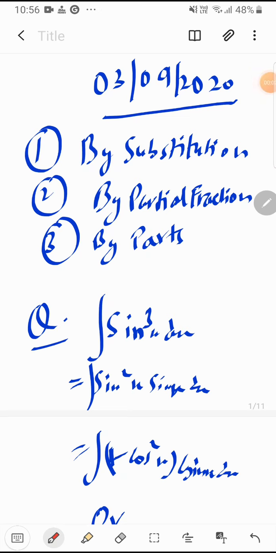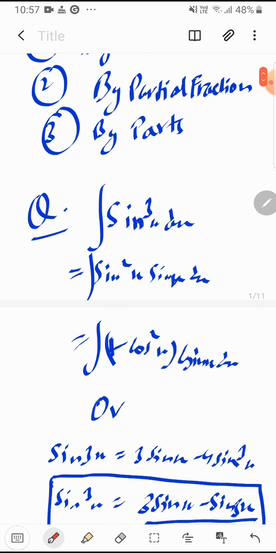Hello students, let us discuss some problems based on integration. So, basic three techniques are there: integration by substitution, integration by partial fractions, integration by parts. So the first question is integral of sine cube x dx.